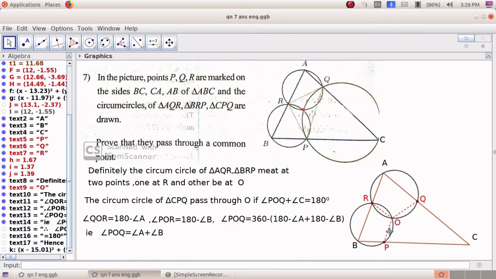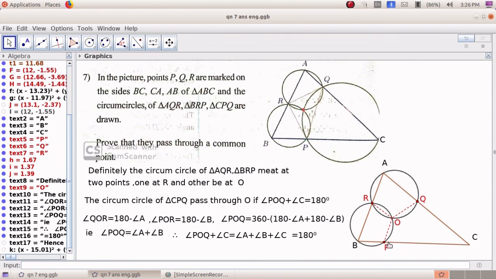That means this angle POQ will be the sum of these two angles. Therefore, angle POQ plus angle C will be angle A plus angle B plus angle C. Angle POQ alone is angle A plus angle B. Therefore, when this angle C is added, it will be angle A plus angle B plus angle C. Let us write that step. The sum of three interior angles of a triangle will be 180 degree. What we have done now? We expected to get angle POQ plus angle C is 180 degree, and that we have obtained now.